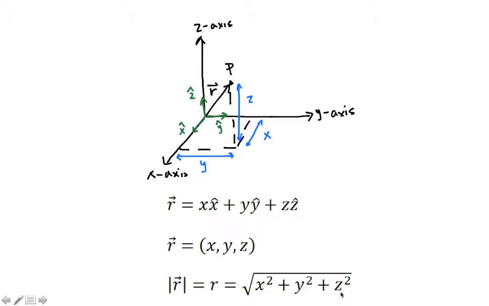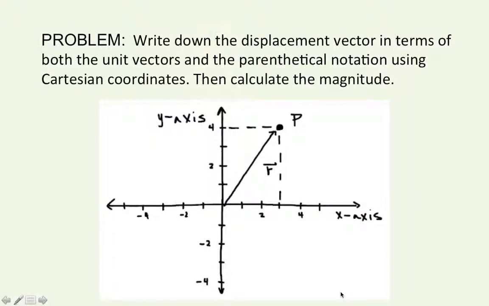Having now defined this displacement vector, let's stop and do an exercise to make sure that you have it. The problem that we're going to do is write down the displacement vector in terms of both the unit vectors and the parenthetical notation using the Cartesian coordinates. And then I want you to calculate the magnitude. Here I've got a graph. You can see this is the x-axis and the y-axis, and I've located the point P for you. Go ahead and write down the displacement vector in terms of these unit vectors and the parenthetical notation.